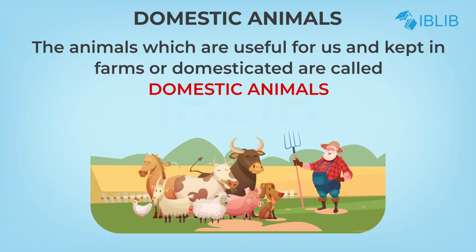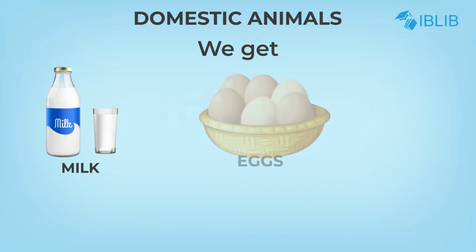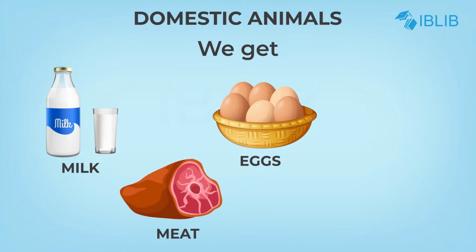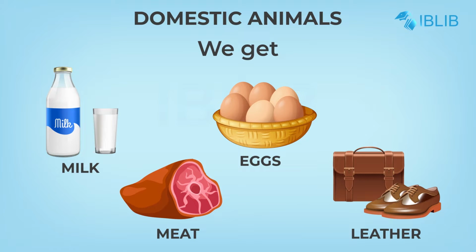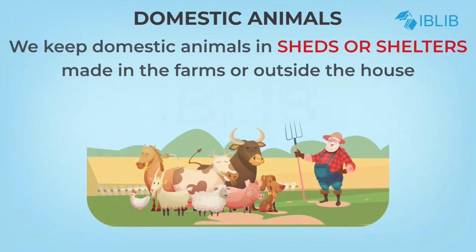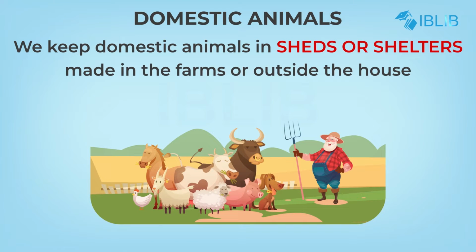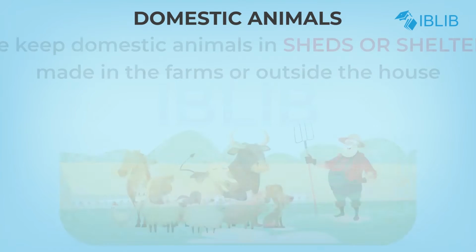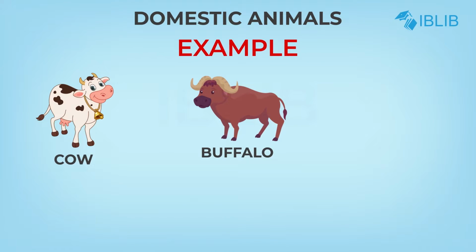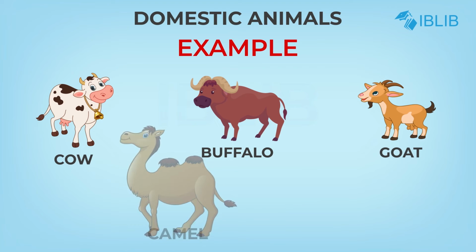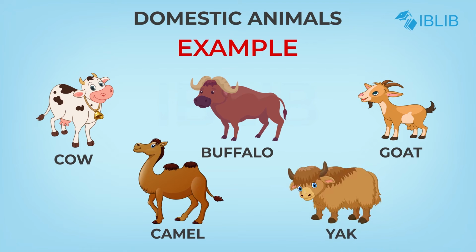Domestic animals. The animals which are useful for us and kept in farms or domesticated are called domestic animals. We get milk, eggs, meat, leather, etc. from domestic animals. Keep domestic animals in sheds or shelters made in the farms or outside the house. Cows, buffaloes, goat, camel, yak are some domestic animals.